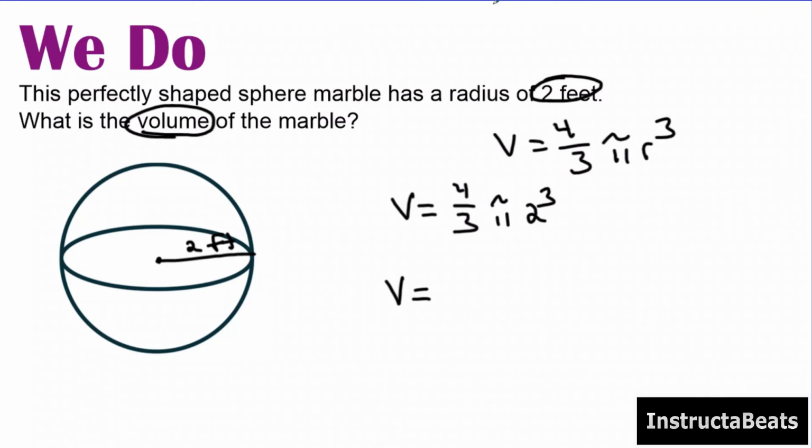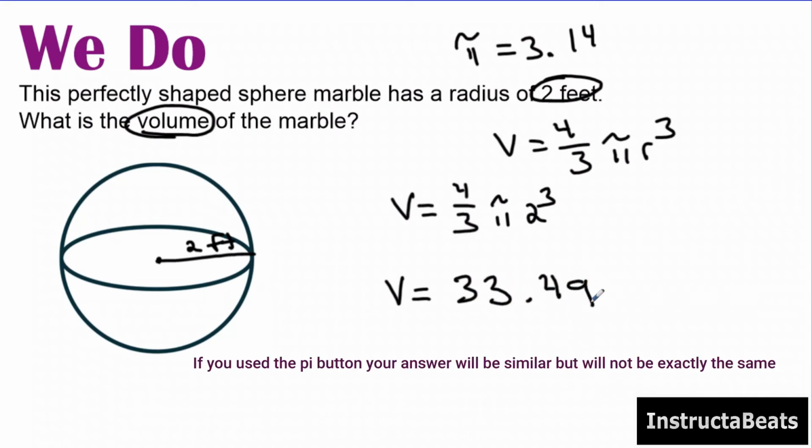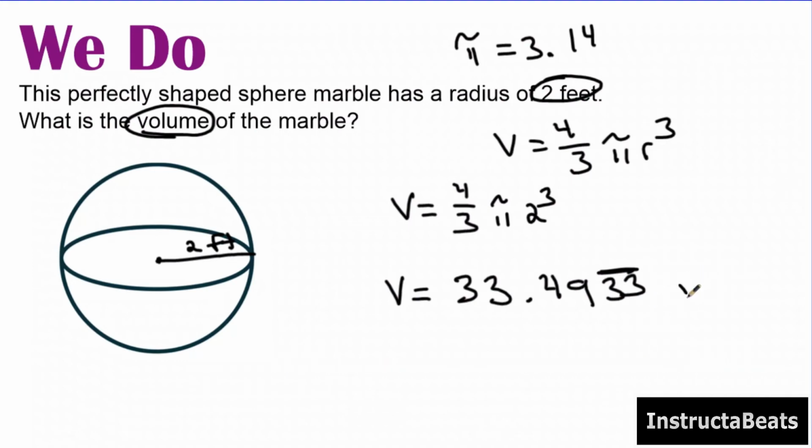It doesn't matter. Remember that if you do not have a calculator with a pi button on it, you can use 3.14 as a typically accepted number for pi. And the volume I got was 33.4933, and this was repeating, so you can do that right there. And I'm going to say feet cubed, okay?